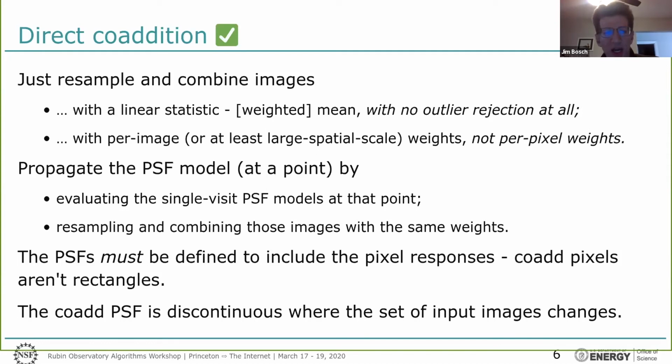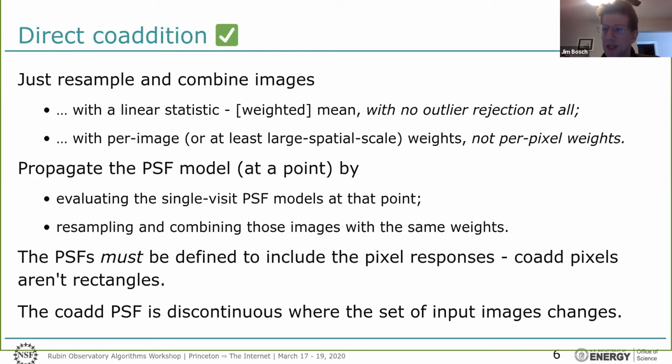As a little bit of an aside, there are different ways people define PSFs, and it's actually critical here to define your PSF to include the pixel response. People like to think of pixels as rectangles because when you zoom all the way in in DS9, they look like little rectangles, but pixels are not rectangles even on single images, and they definitely aren't rectangles on coadds.